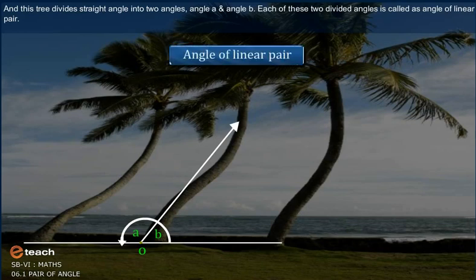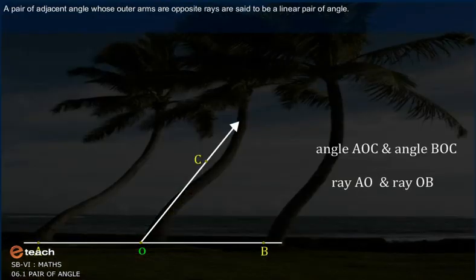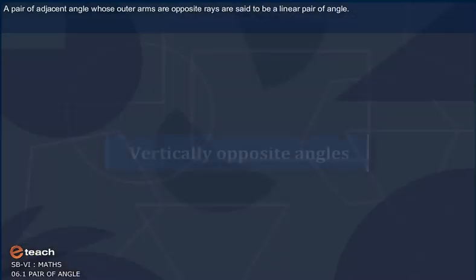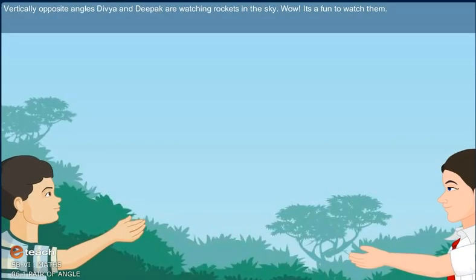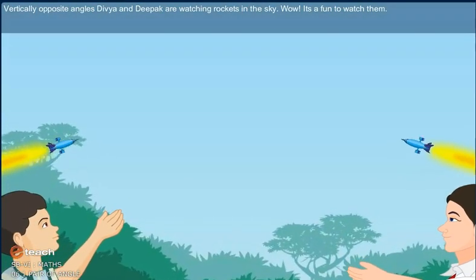Each of these two divided angles is called an angle of a linear pair. A pair of adjacent angles whose outer arms are opposite rays is said to be a linear pair of angles.